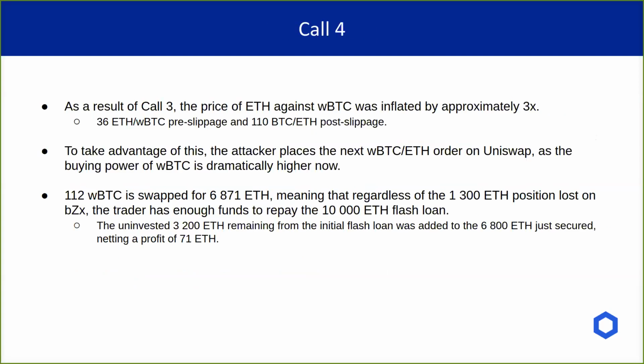Yep, so to come to call 4, to take advantage of this slippage at call 3, the attacker sells their 112 wrapped Bitcoin earlier on Compound for 6,871 ETH. This covers their collateral, inevitably lost because that position is underwater. And the trader actually walks away with the 71 ETH surplus. Now the attacker is simply playing the role of the market here. This is basically the way that Uniswap was designed for these things to be executed.